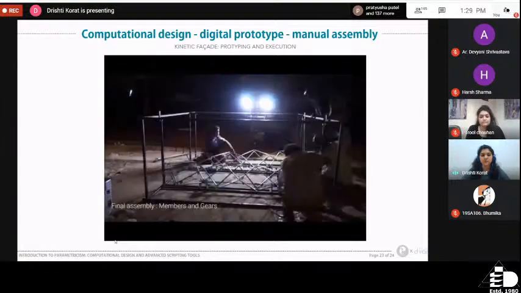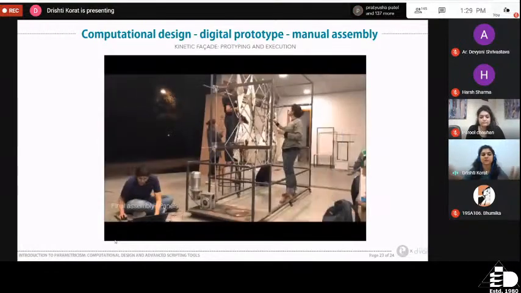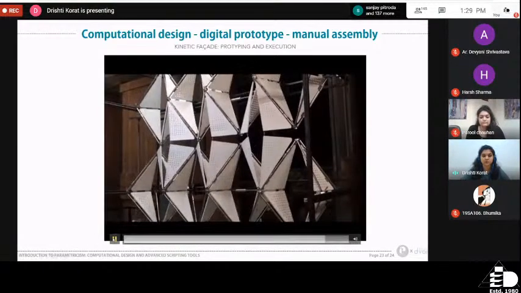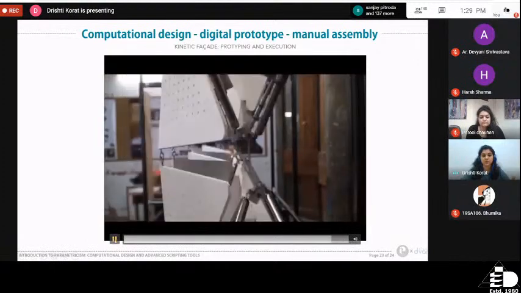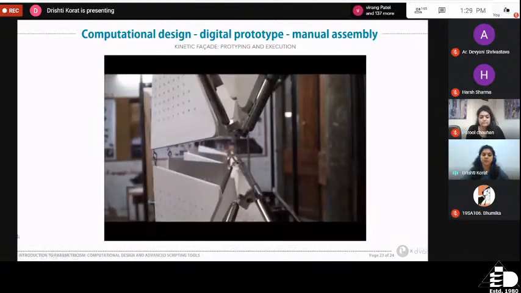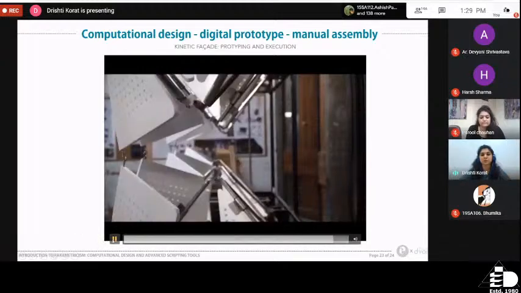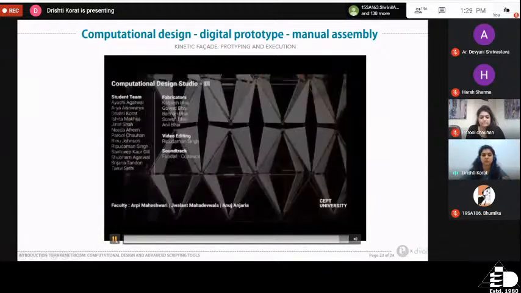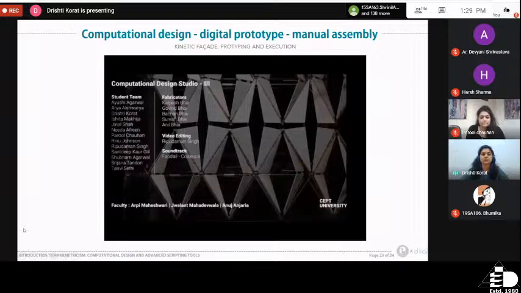And towards the end, we started putting on the framework, and then we attached the surface onto it. And this is the kind of movement that it allows. So of course, the entire facade was connected to a motor, and that motor was sensor driven. So as soon as you come close to this facade, it will start operating on its own. So this is the kind of facade that we prototyped and executed.